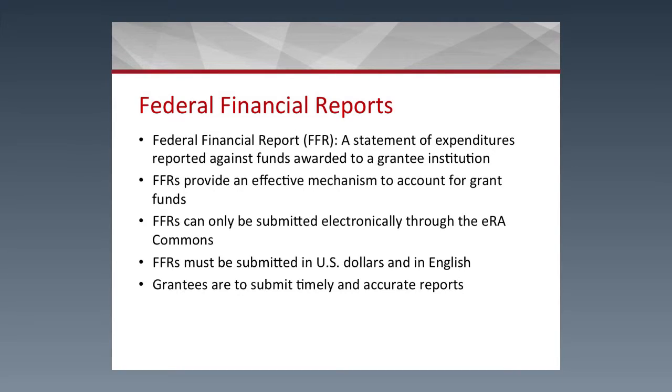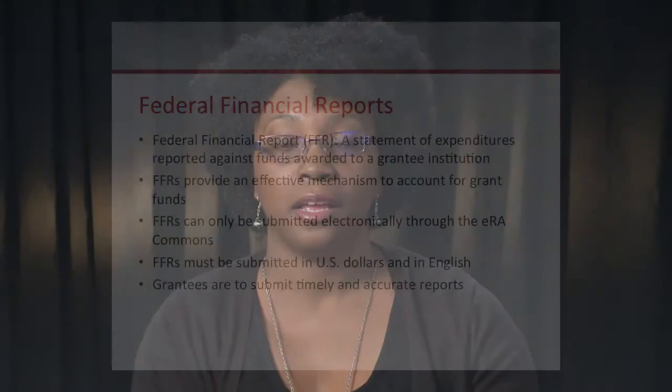Now I'd like to move forward and give you some key information about federal financial reporting. The Federal Financial Report, or FFR, is a statement of expenditures reported against funds awarded to a grantee institution. FFRs provide an effective mechanism to account for grant funds. FFRs can only be submitted electronically through ERA Commons, and they must be submitted in US dollars and in English.